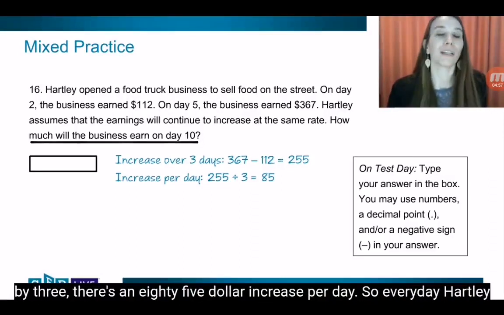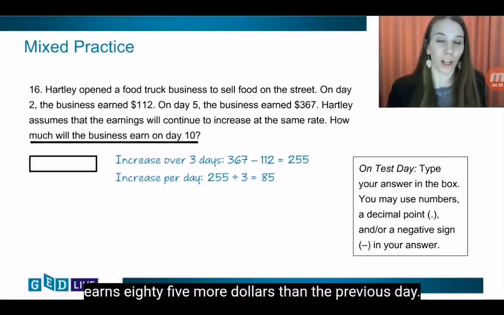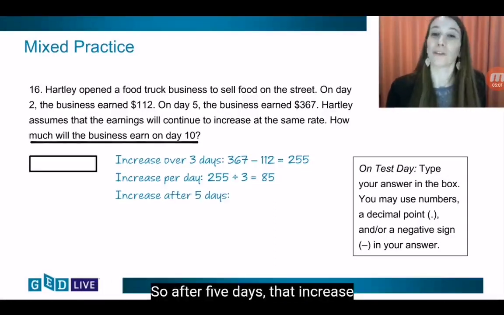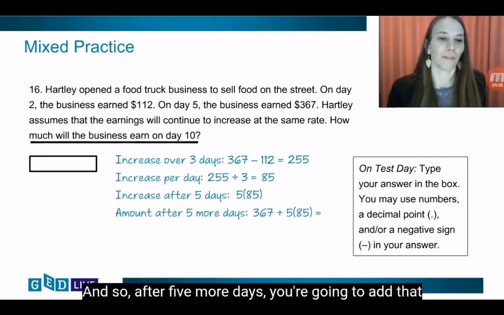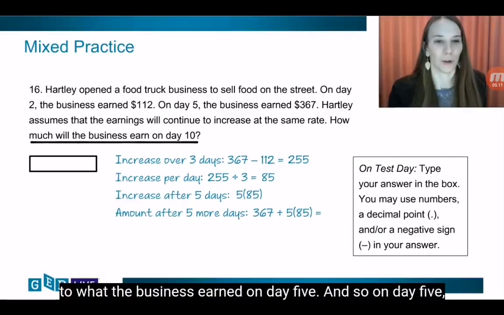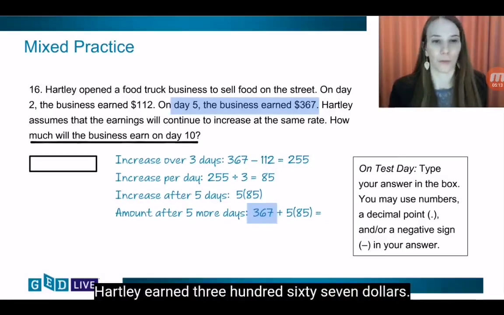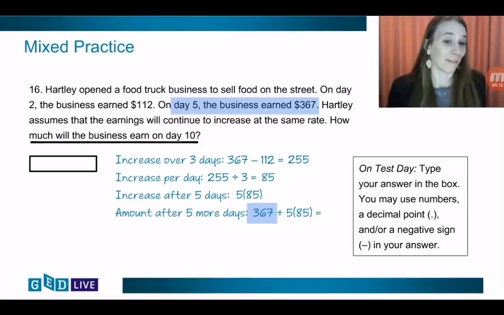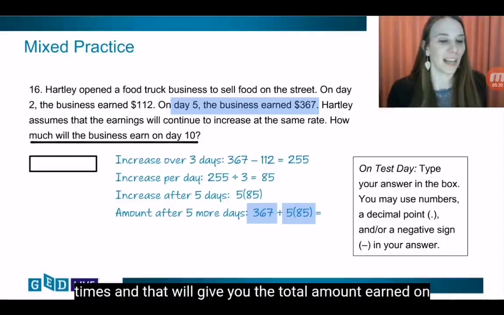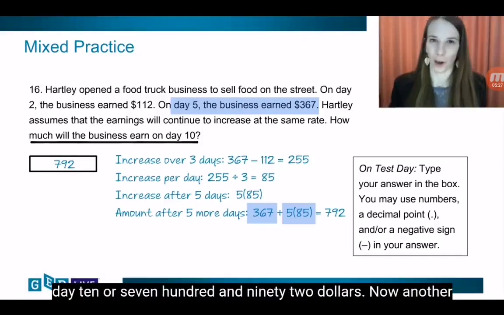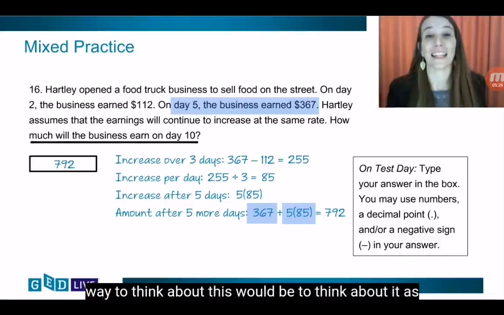So every day, Hartley earns $85 more than the previous day. So after 5 days, that increase will be 5 times that amount. And so after 5 more days, you're going to add that to what the business earned on day 5. So on day 5, Hartley earned $367. 5 more days at the same rate. So add 85 5 more times, and that will give you the total amount earned on day 10, or $792.